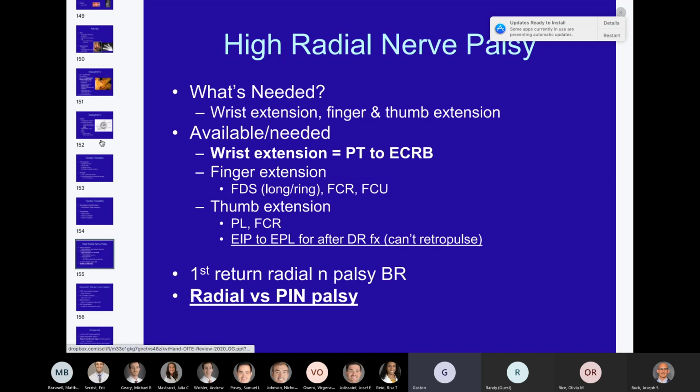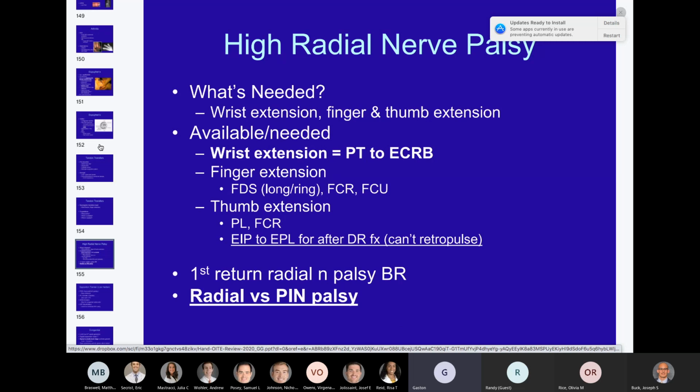Remember, I already talked about for distal radius fracture, you're going to use EIP to EPL transfer if the EPL ruptures. Obviously, you can't do that in radial nerve palsy because EIP is not working. Other questions that have been asked in a radial nerve palsy with a humerus fracture: what's the first muscle that's going to recover? Or what's the next muscle that's innervated by it? Brachioradialis, and that's the answer.